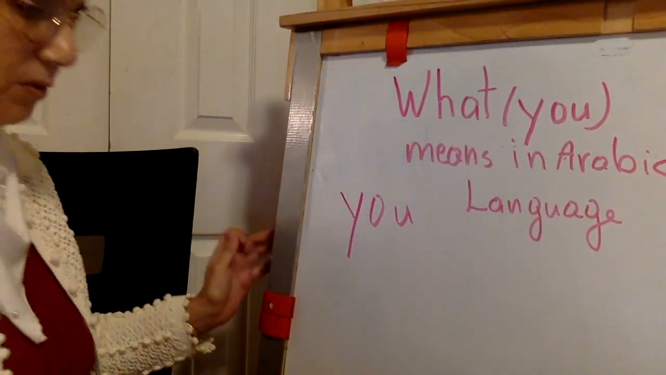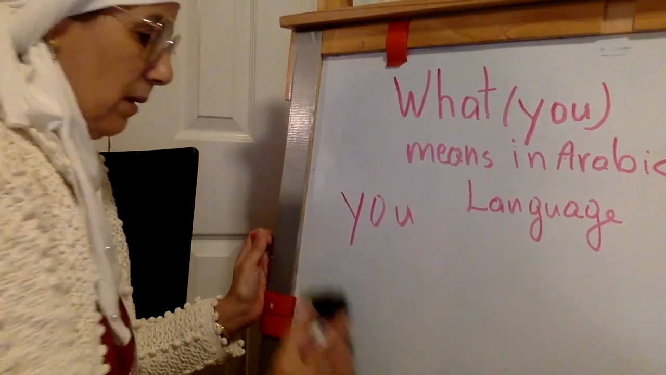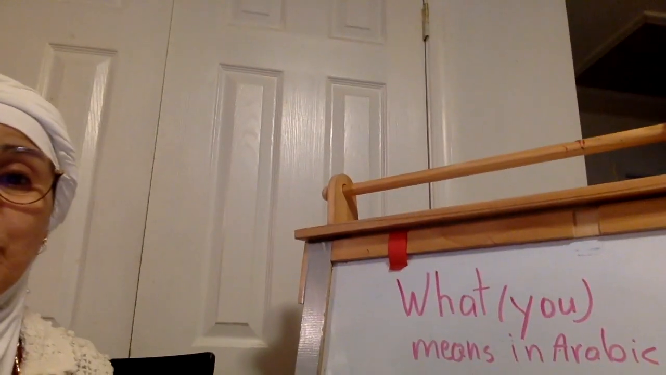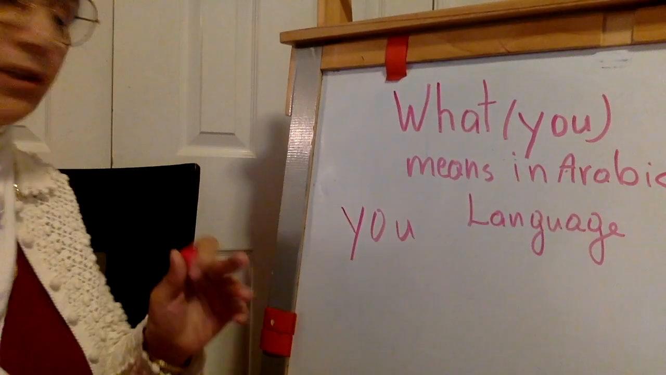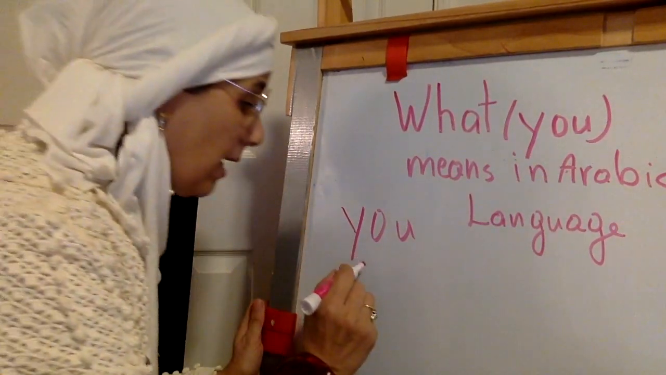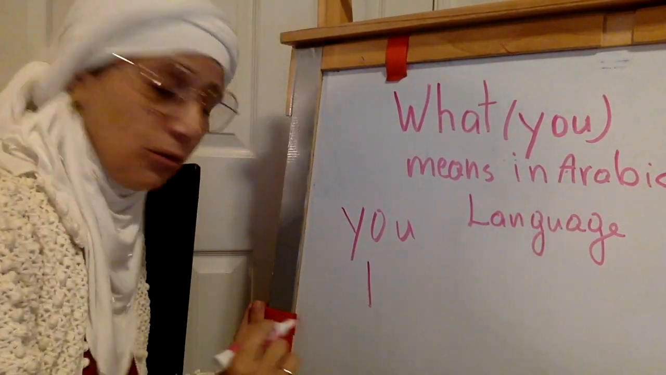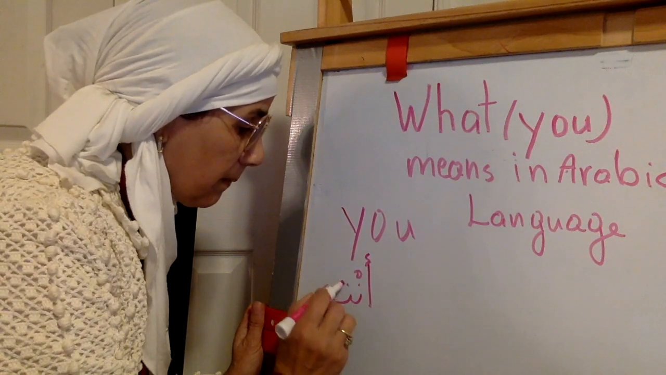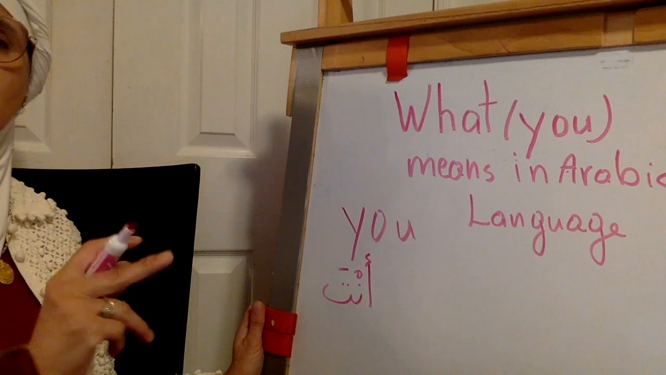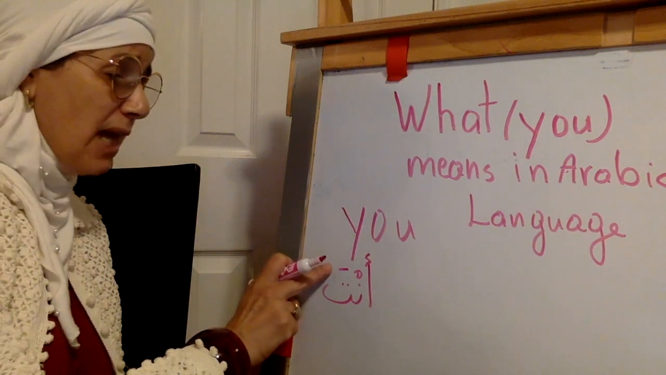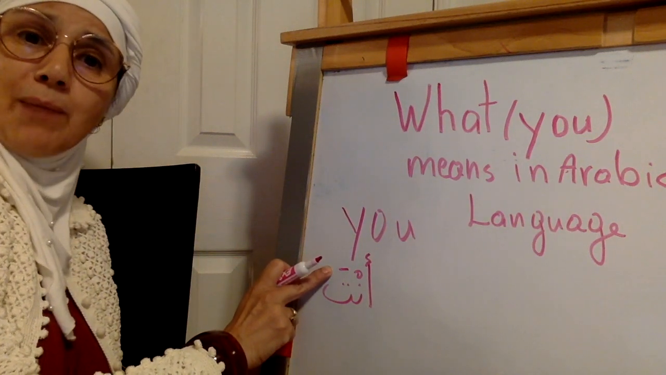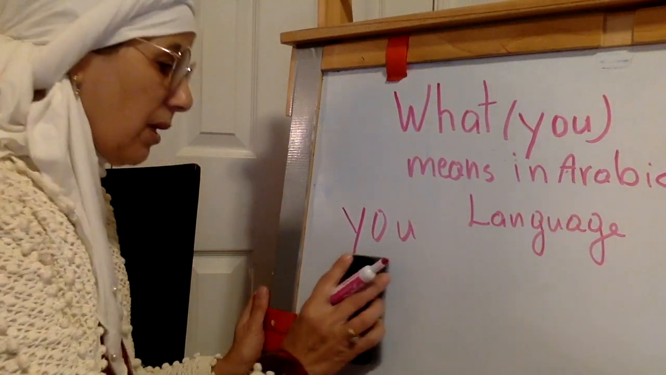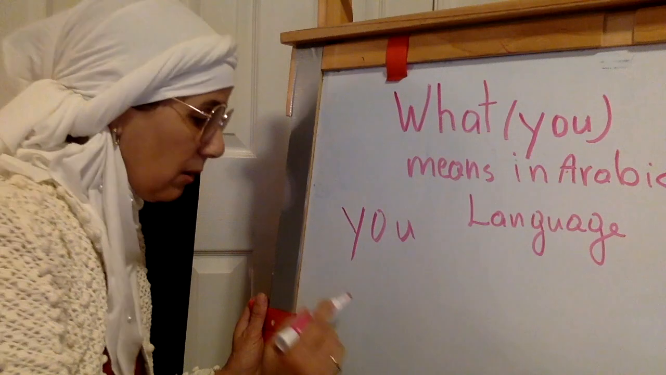This is you, okay? If I talk about myself, it's going to be Ana, right? So when I say you, it's going to be Anta. Can you see? Anta. When I say Anta, it's you, male, Muhammad. When I say you, let's put it down here so you can see clearly.